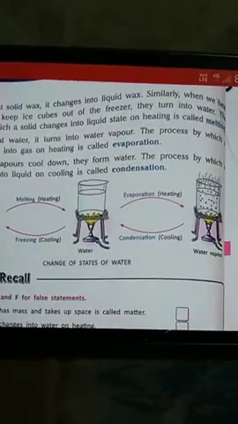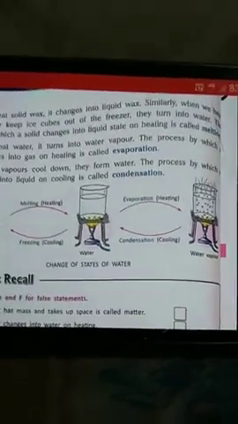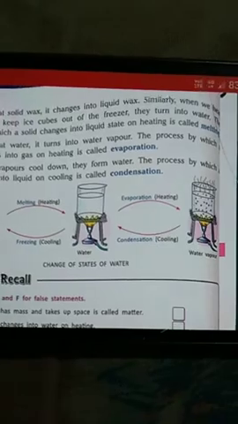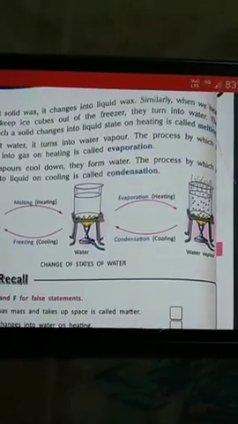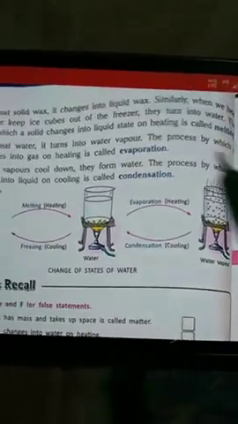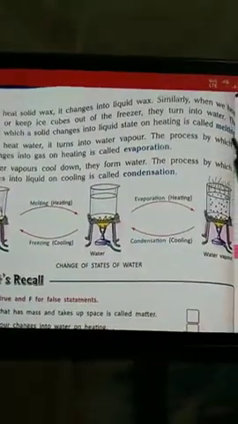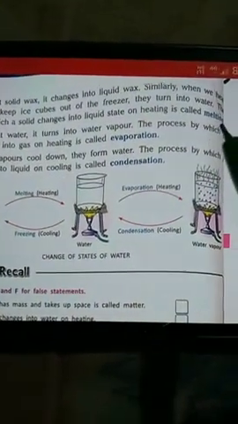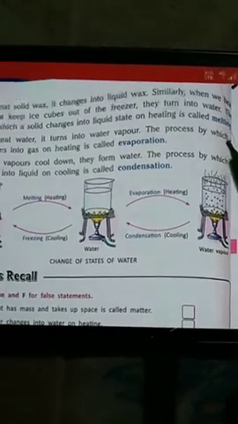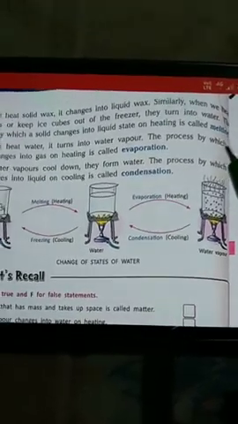So as you can see, children, the state of matter can be changed by heating or cooling. The process by which a solid changes into liquid state on heating is called melting, as we have explained with the melting of ice.